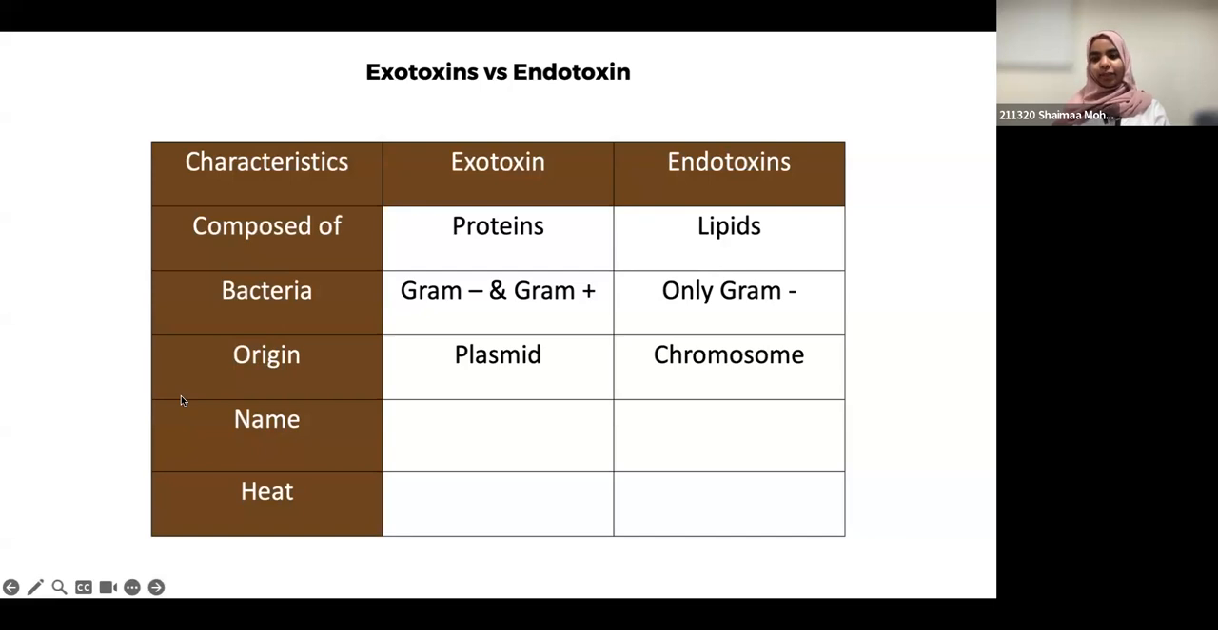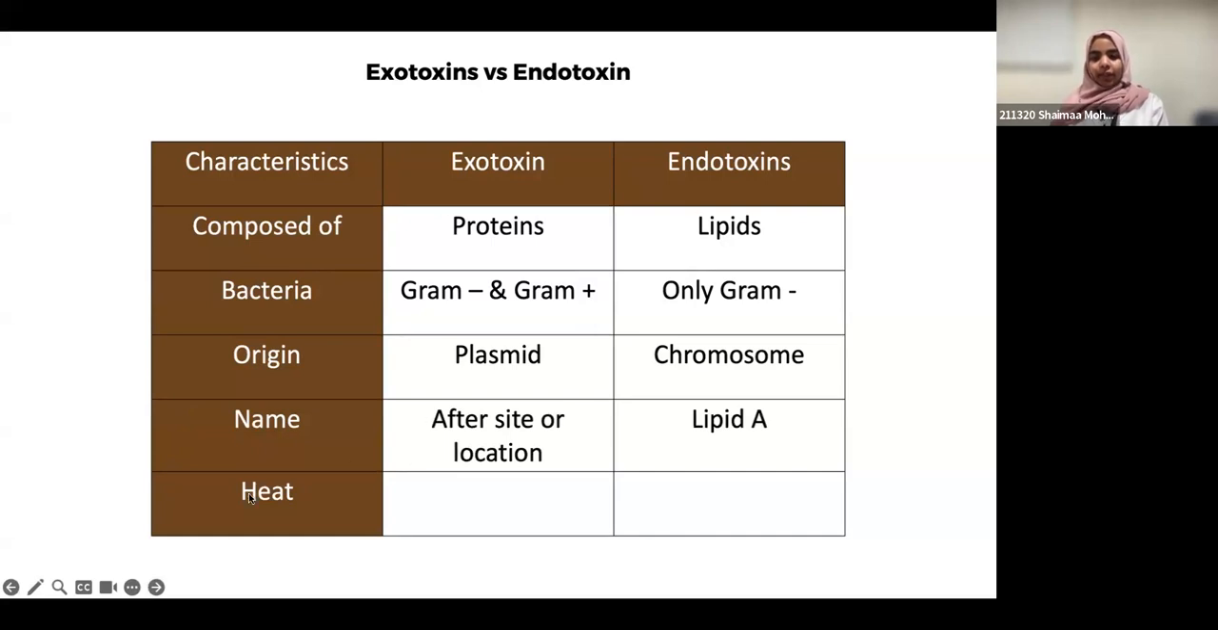How do we name exotoxins? Usually the naming. Name of bacteria or? Yeah, site of action. So site of action or the name of bacteria, Shiga toxin, enterotoxin, and so on, okay? As for endotoxins, there is no name. It is lipid A, okay?